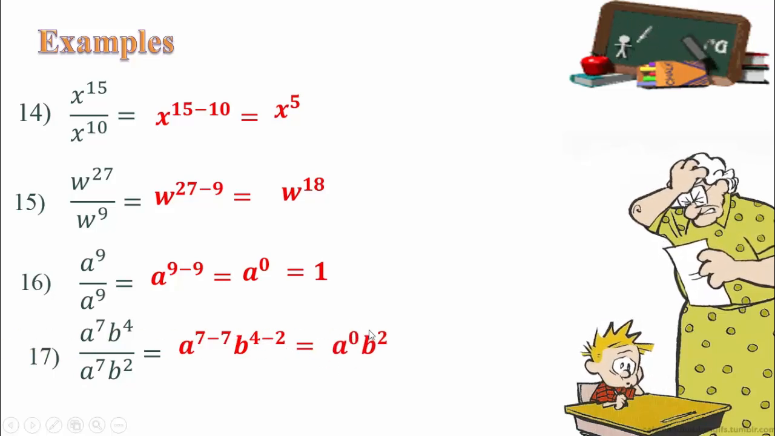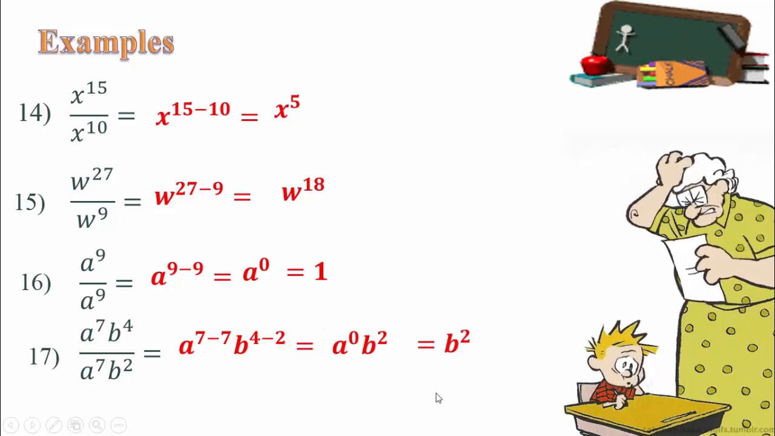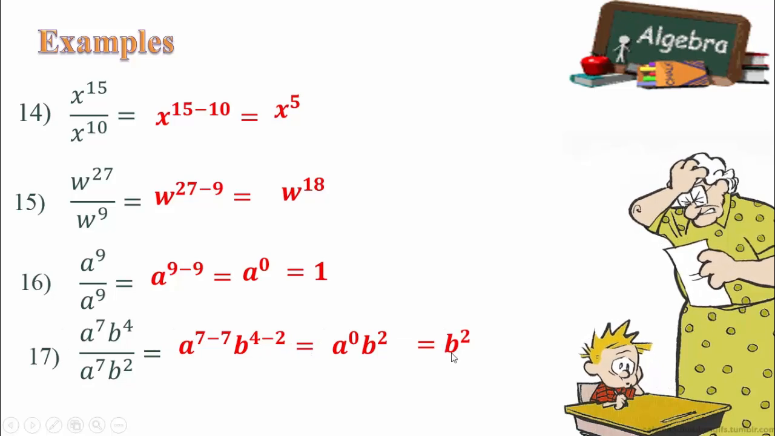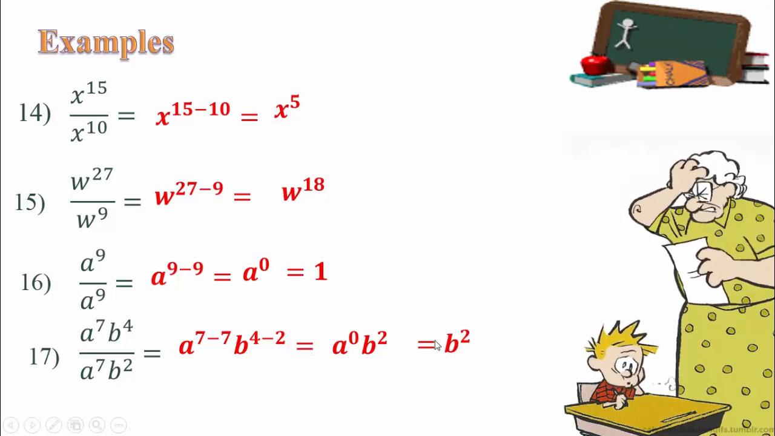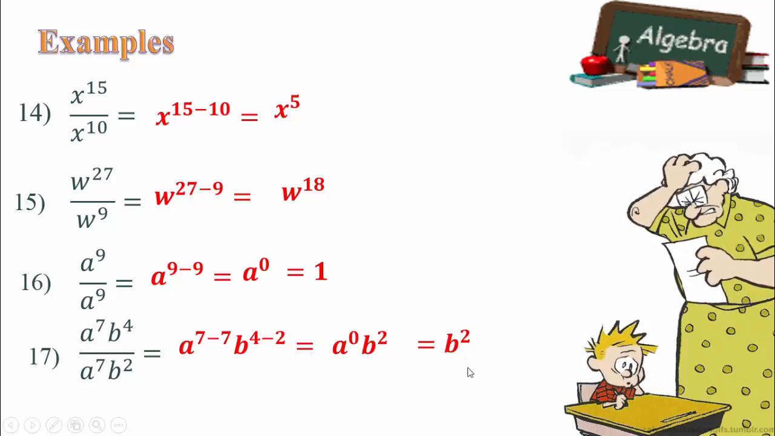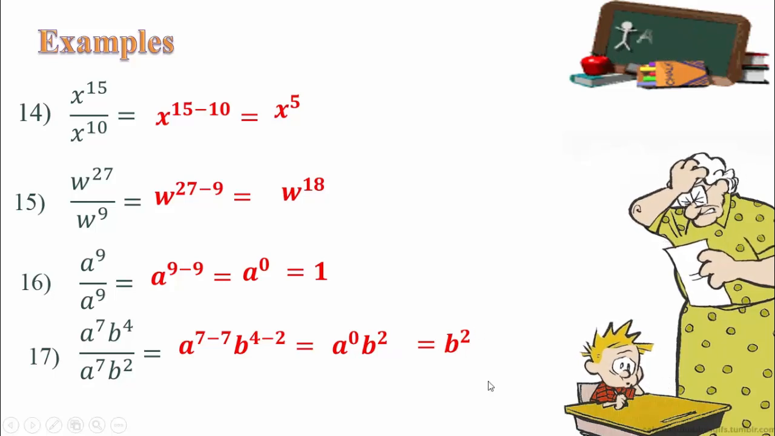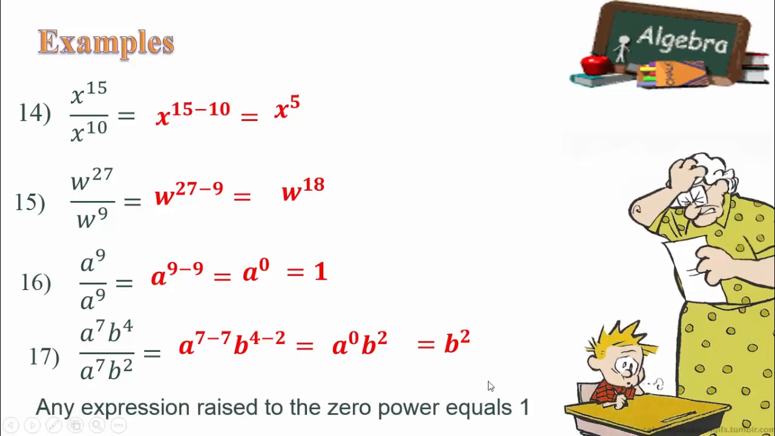And as we said, anything to the 0 power is 1. So that gives us 1 times b squared. So that means it's just b squared. So remember, any expression raised to the 0 power is equal to 1. And this will come up many times and very often, so it's very important you understand this concept.